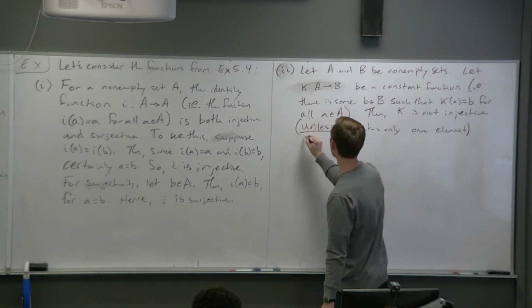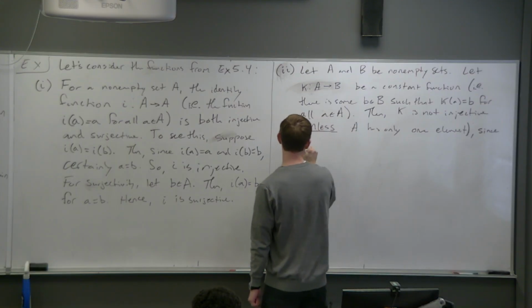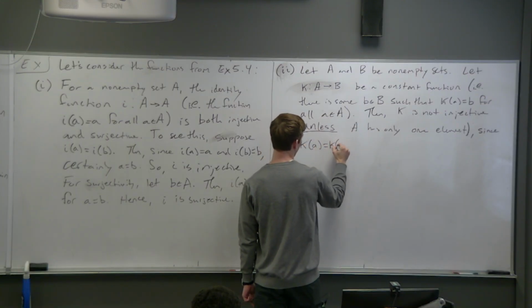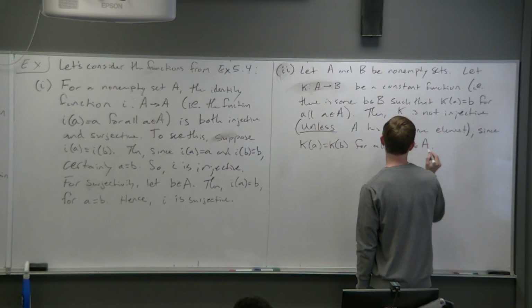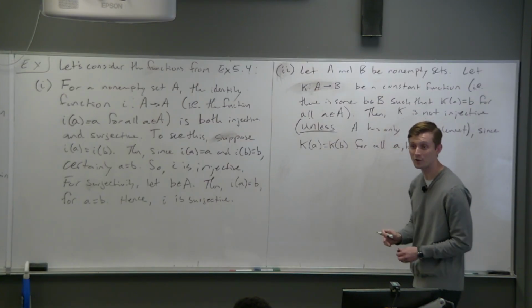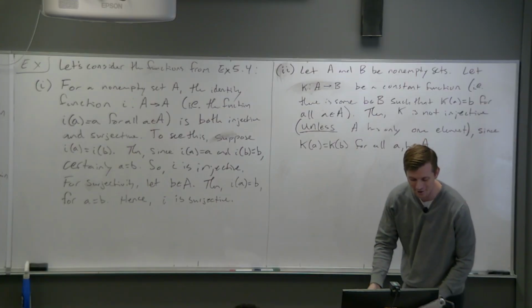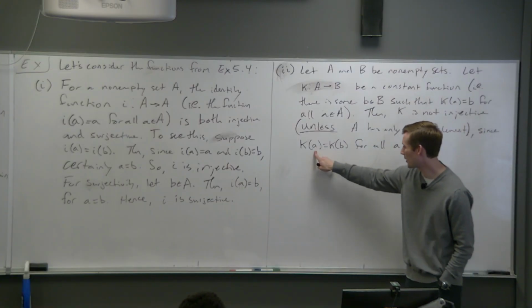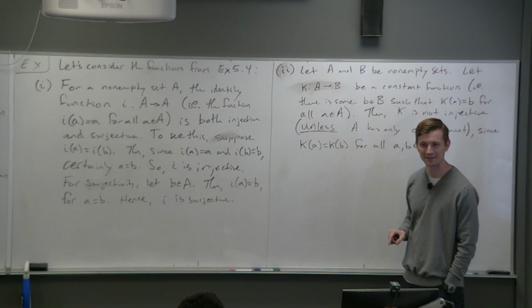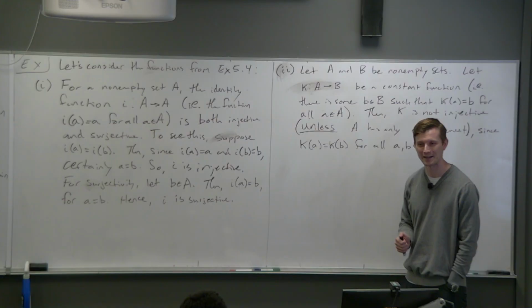Actually, I'll make that a parenthetical remark, unless A has only one element, since K of a equals K of b for all a and b in A. That is, for every single element, you get the same output, right? And as long as you have more than one element in your domain, there is one case where you have two different things. There's at least one case where you have two different things that give you the same output. Everything gives you the same output, right? What do you think? Does that make some sense?